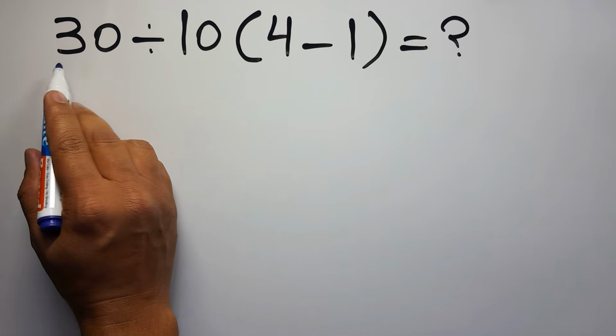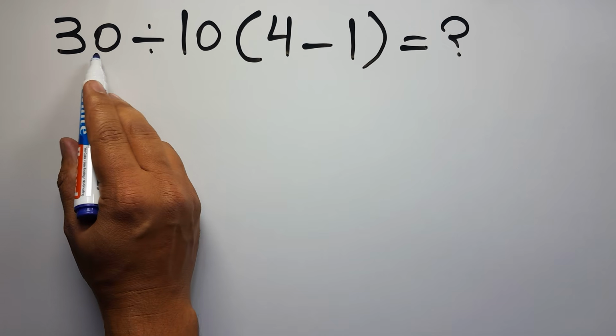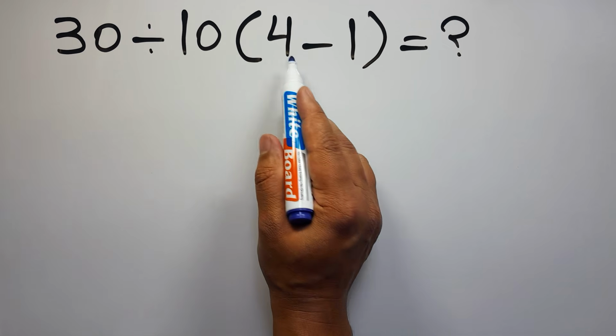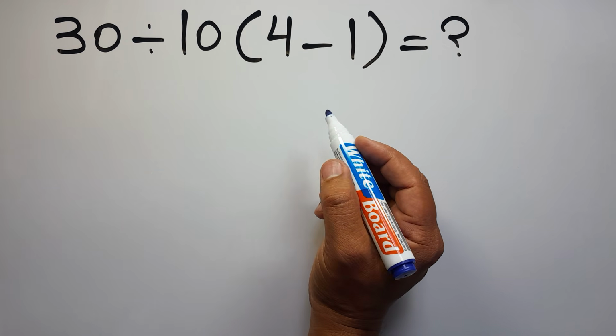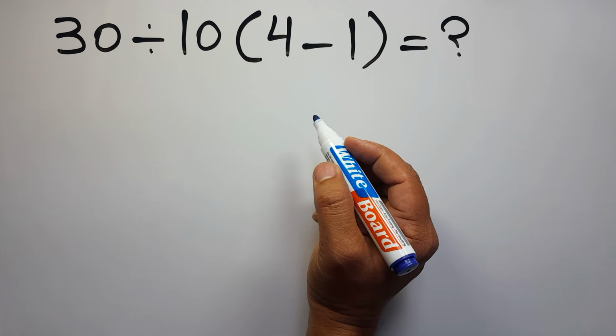In this video, we want to find the value of this expression: 30 divided by 10 then times 4 minus 1. Are you ready to solve? Let's go ahead and get started.